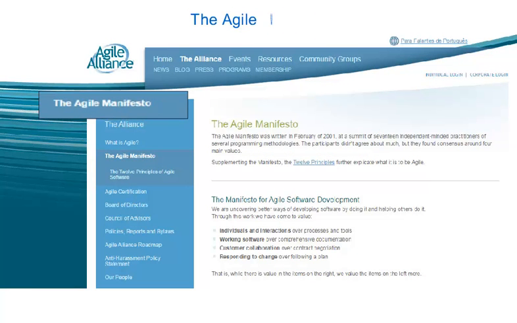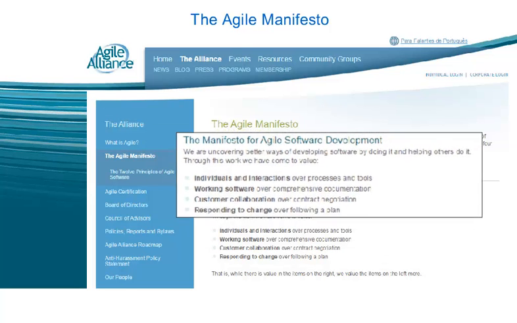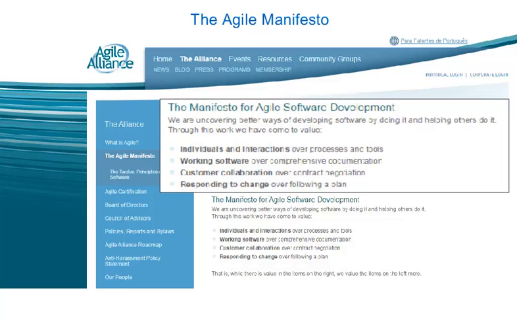By 2001, Agile had developed to the point where an Agile Manifesto was written. It was developed by 17 participants from many different programming methodologies. Even though the participants didn't agree about much, they were able to agree on 4 main values.